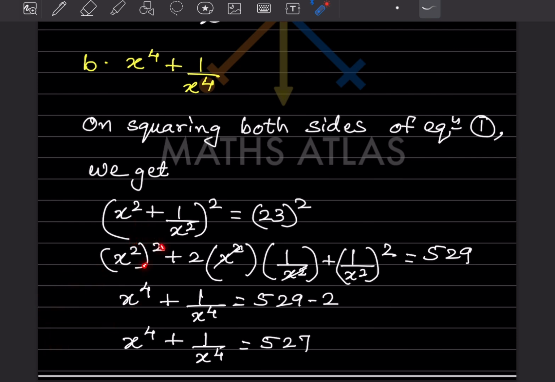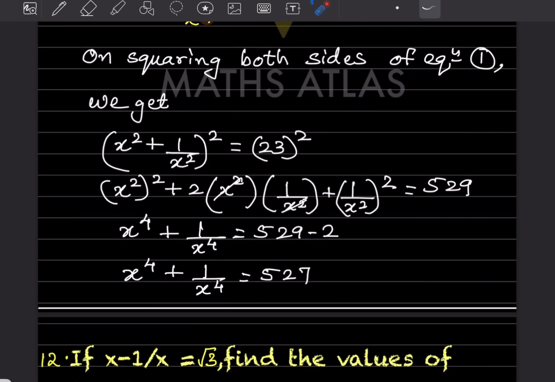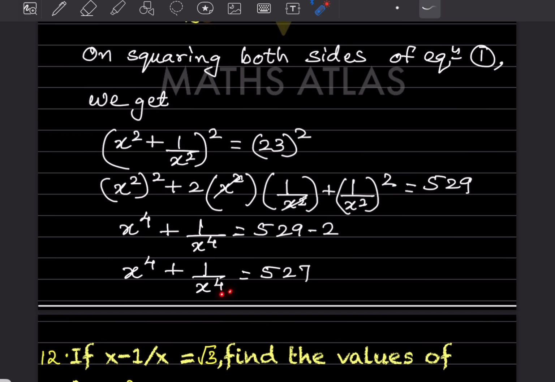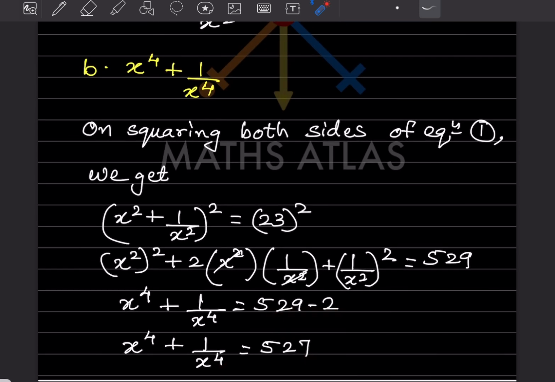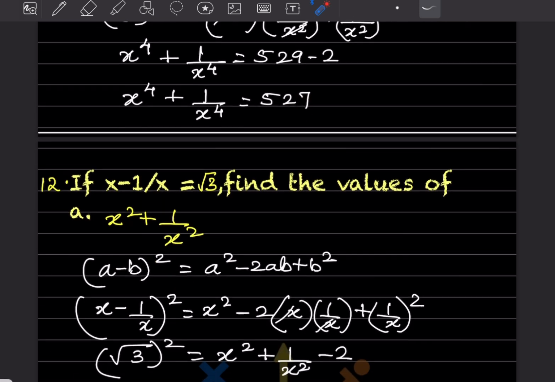So same thing, x to the power 4, this and this get cancelled, this is one term. So here this and this get cancelled. This will be 1 by x to the power 4. So I just brought this on this side and 529, and the remainder is 2 here. So it will go on the other side, that will be minus 2. So this will be x raised to 4 plus 1 by x raised to 4, that is going to be 527. That is what we have to find out the value of.